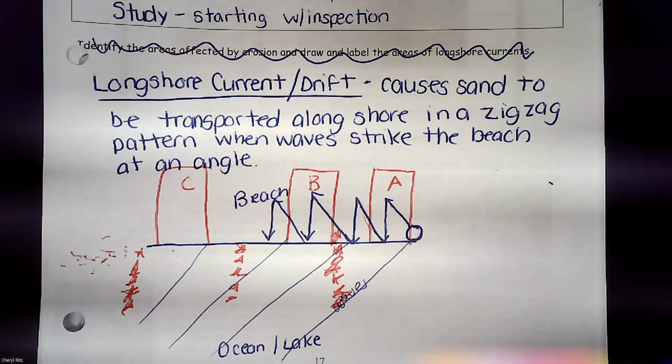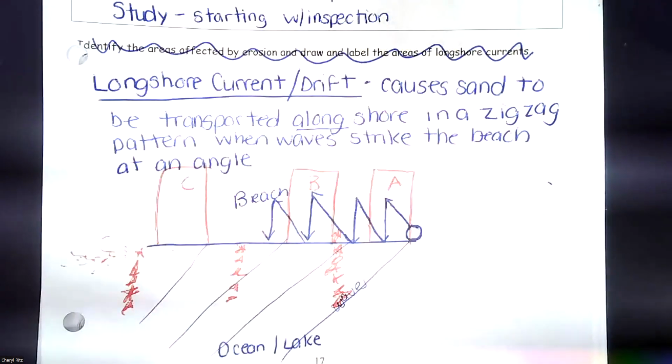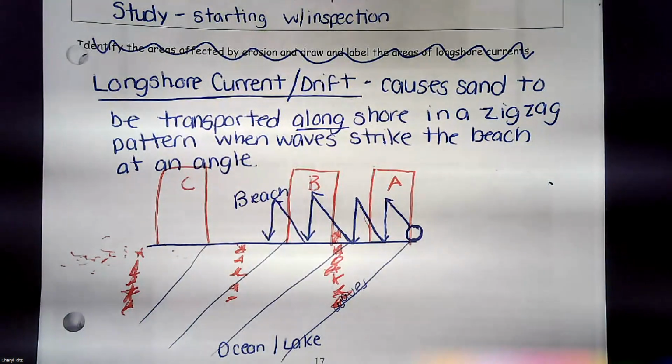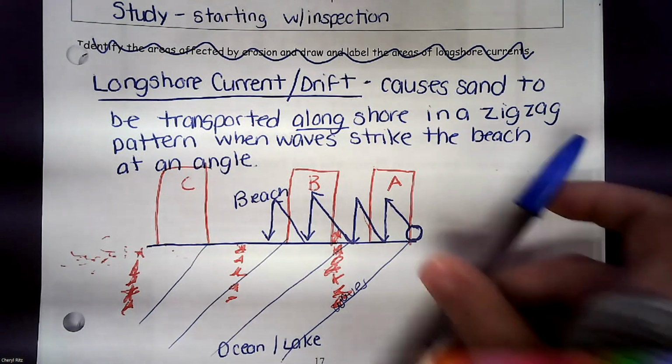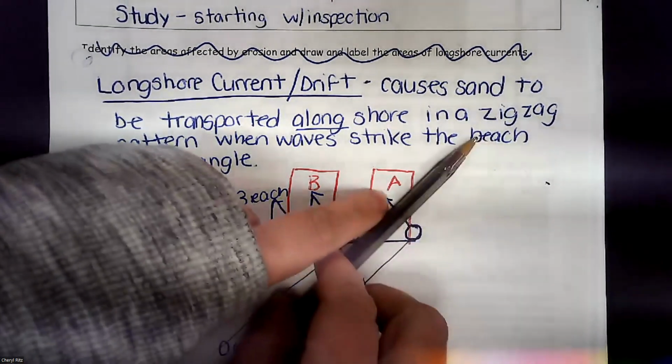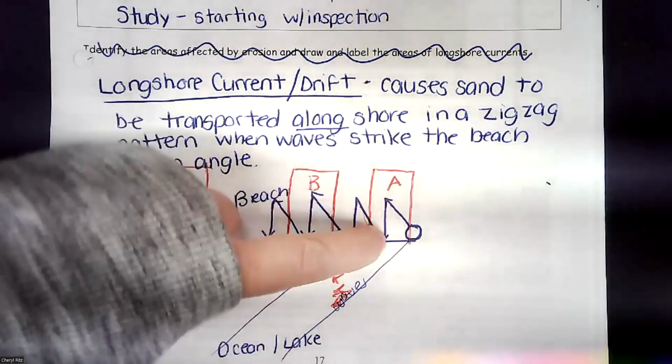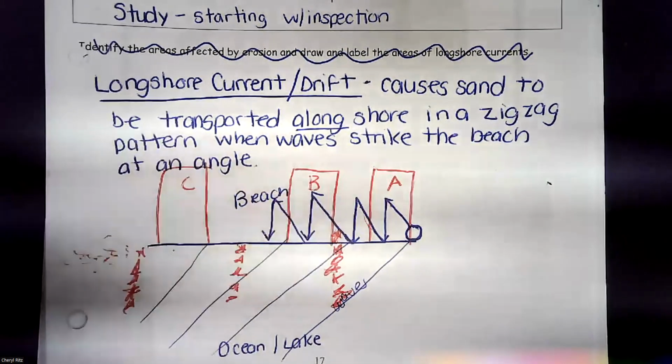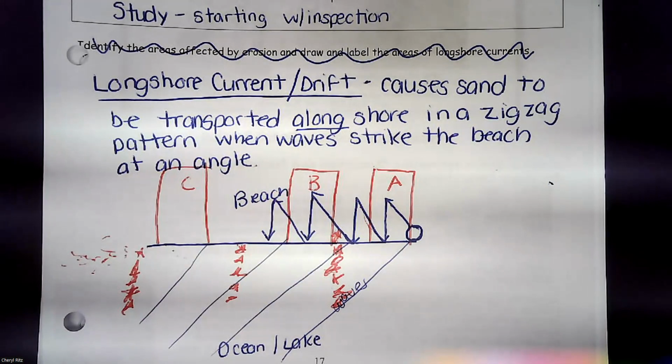So to start that, hopefully you see why it's called the longshore current, because the sediments are being transported along the shore. With this, the zigzag pattern is the key that you need to know. When the waves strike at an angle, the sediment will follow that wave and go up at an angle and then be pulled back, and up and back and up and back.